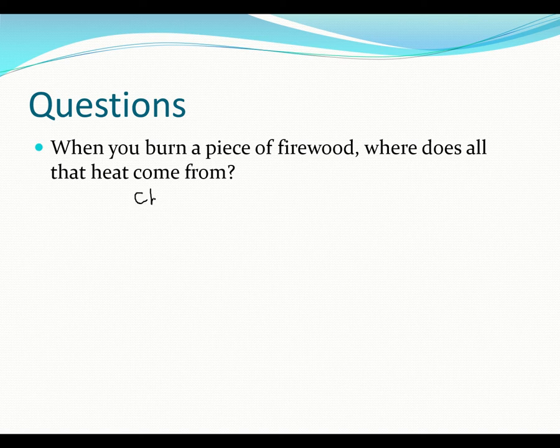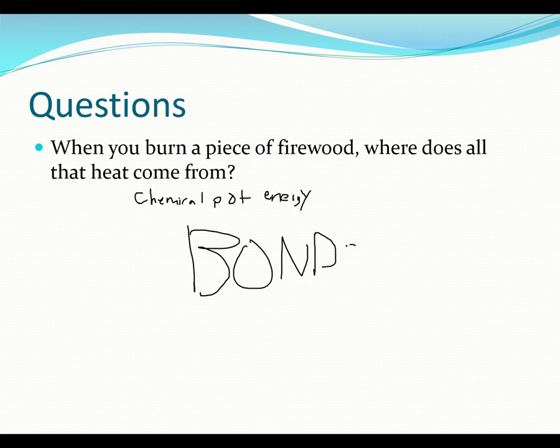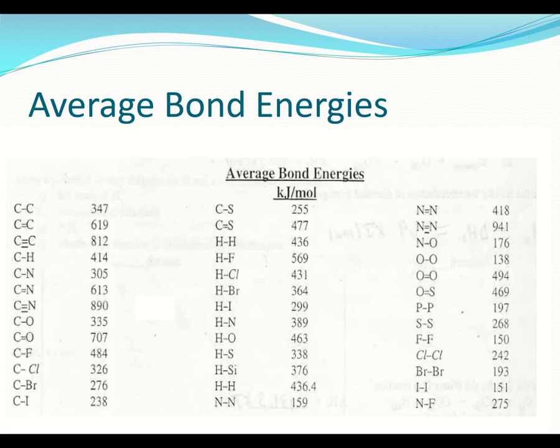You look at a piece of wood, it's like, that doesn't have very much energy. But what's in there is that chemical potential energy. And that chemical potential energy is found in the bonds that hold that piece of firewood together, the actual atoms, the bonds. That's where you find that chemical potential energy.